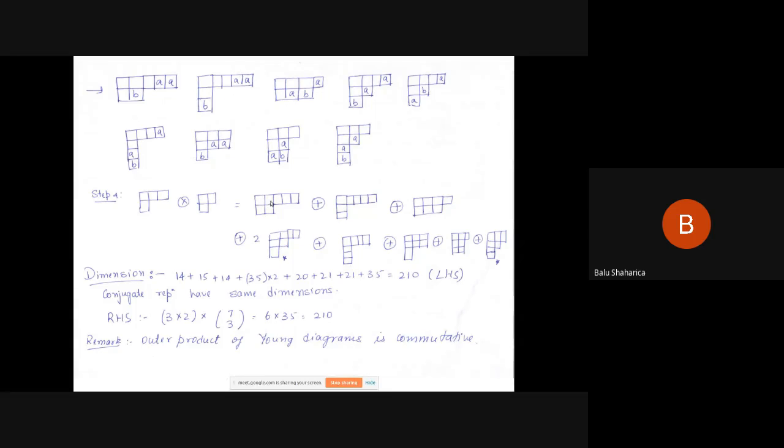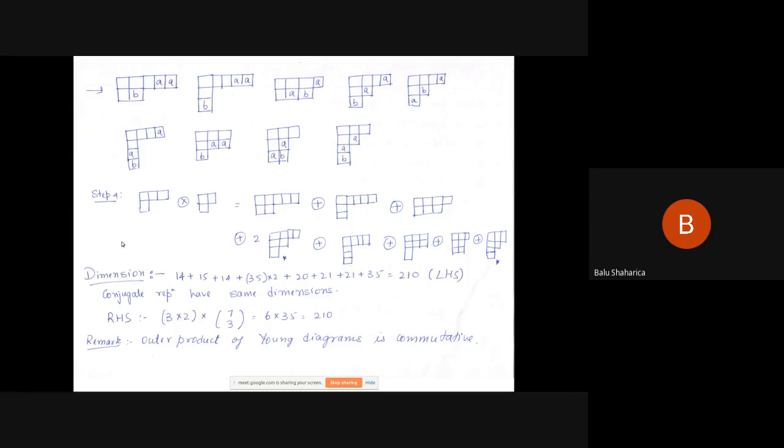The dimension of this entire representation will be, basically, adding the dimension of each of these irreps. When the multiplicity is 2, then you count it twice. So we get the dimension of this irrep as 210. But on the RHS, this irrep is three-dimensional, and this is two-dimensional. Yeah, this is two-dimensional.